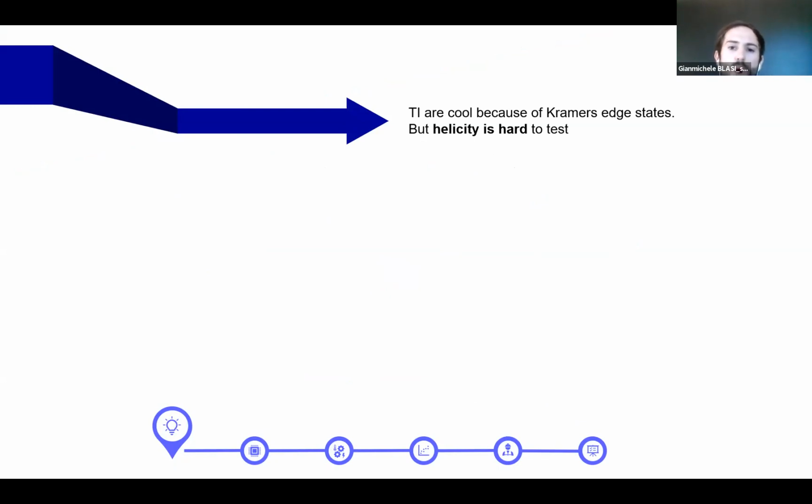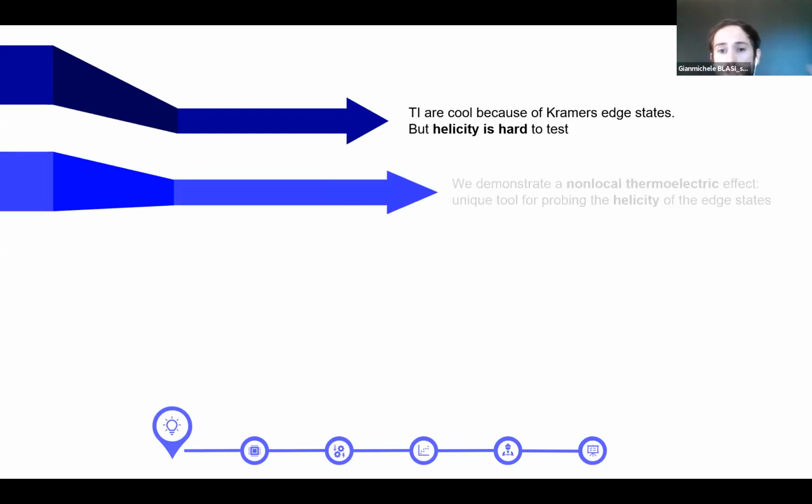However, this very important property, which is the helicity of these edge states, is something very subtle and hard to be tested experimentally. Indeed, this is usually probed by using very complicated Hall bar geometries with 4 or more terminals. It's for this reason that we demonstrate instead that a simple non-local thermoelectric current can represent a unique tool for probing the helicity of these edge states in a very simple geometry.